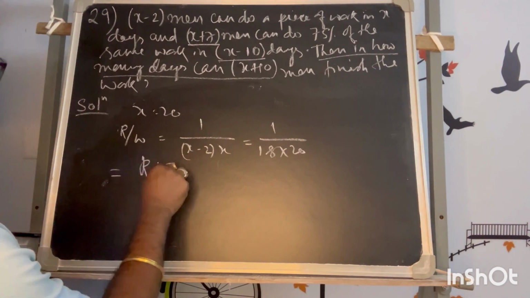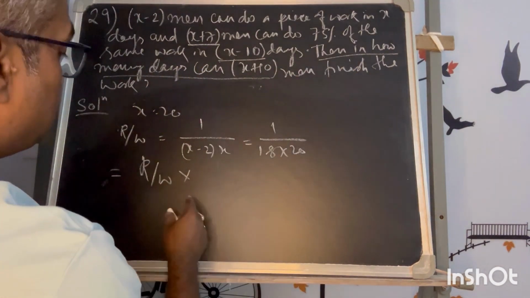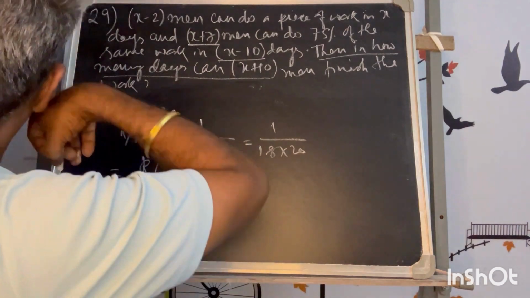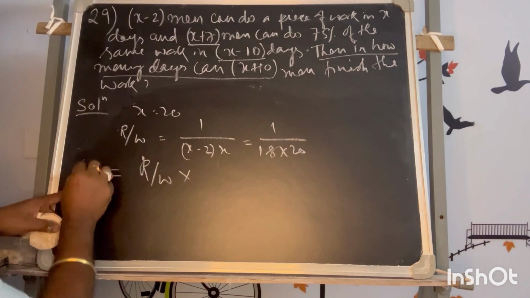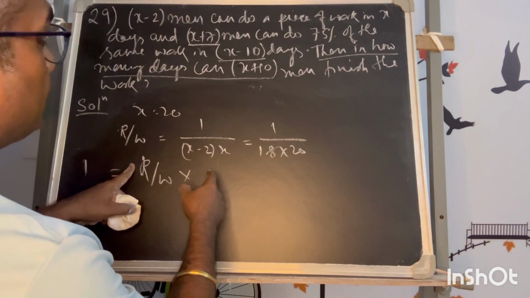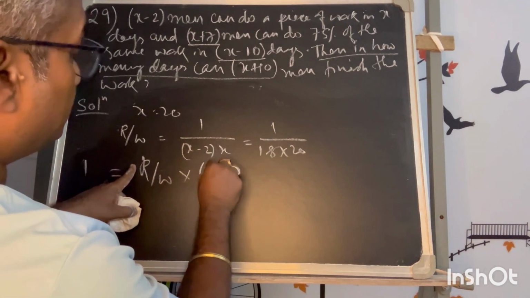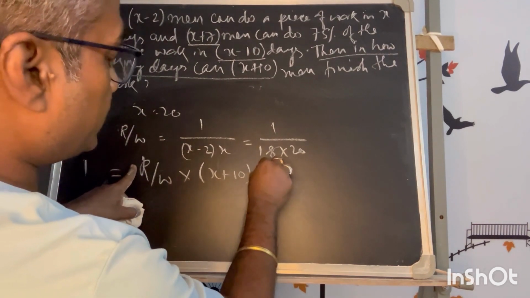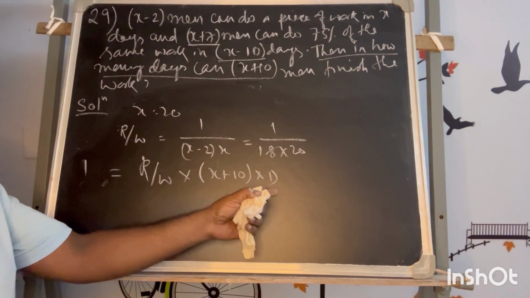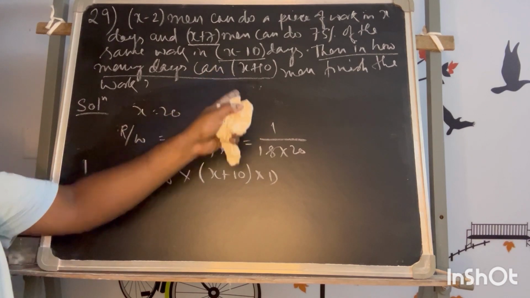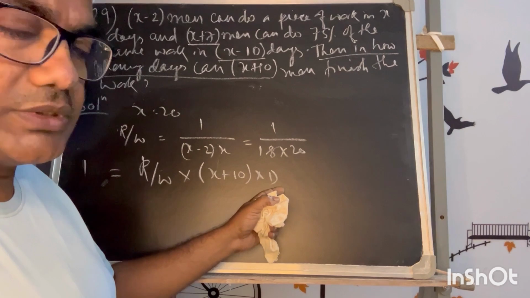Your rate of work into number of days is your complete work. So number of days is actually number of men into number of days. Actually this much manpower is contributing each day, because for those days everybody will work. So one person can contribute d days, so this many persons will contribute this many days.